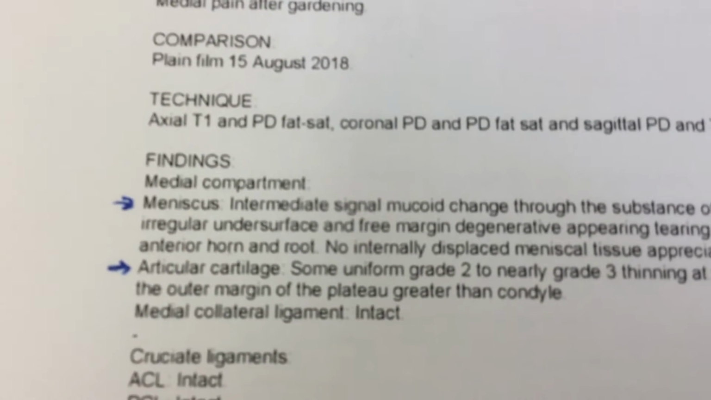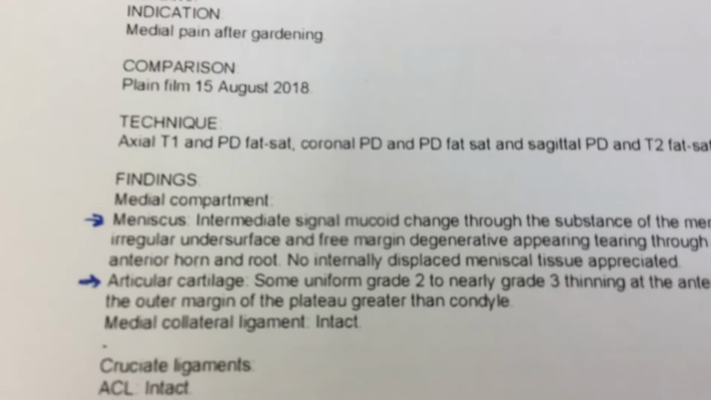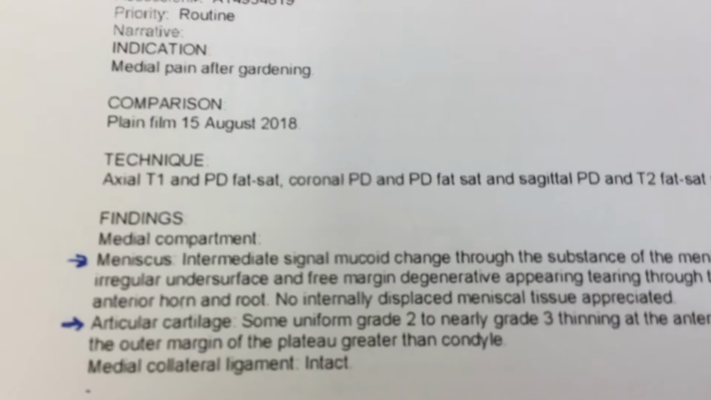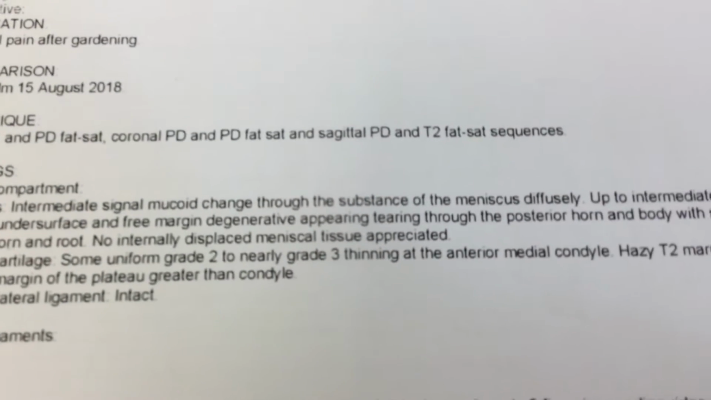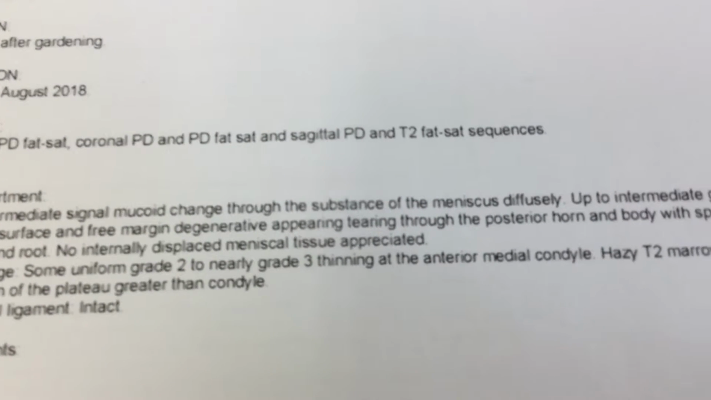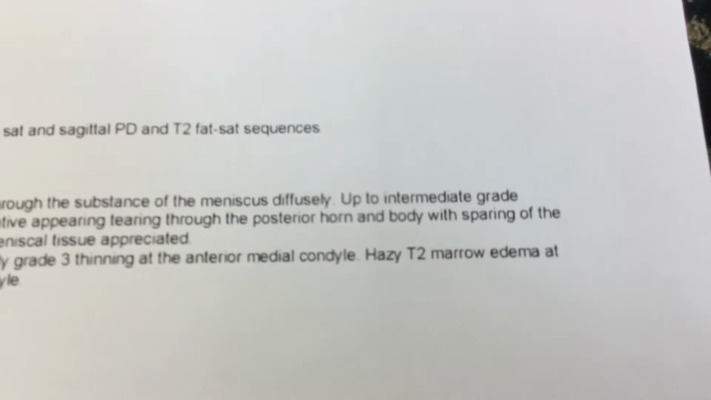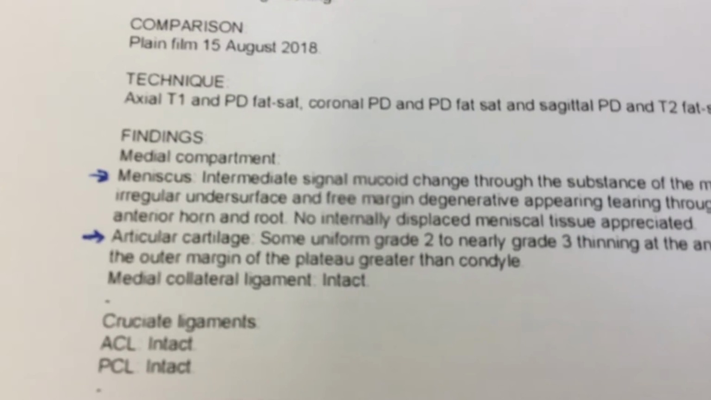And then the articular cartilage, which is the cartilage that has to glide freely without friction on the bony surface of the bone, it says uniform grade 2 to nearly grade 3 thinning of the articular cartilage. It goes to grade 4. This is grade 2 to nearly grade 3 at the anterior medial condyle, as well as hazy T2 marrow edema, so swelling at the outer margin of the plateau, greater than the condyle.